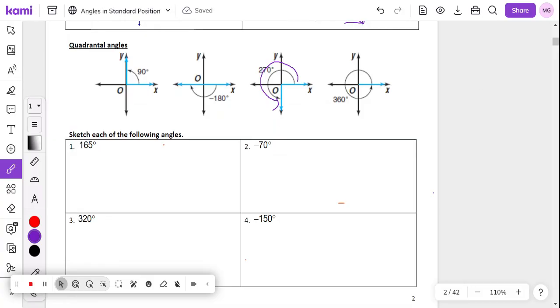We have some angles that are called quadrantal angles, and those are angles that are multiples of 90 degrees. So if you look at the first one, it's going counterclockwise, so it's a positive 90-degree angle. The second one is negative 180 degrees. Notice that it's going this way, but if we actually went this way, we would have a positive 180-degree angle. The third one is 270 degrees. It's 3 times 90. And the fourth one, if you notice, is going around this way, and that's a positive 360-degree angle.